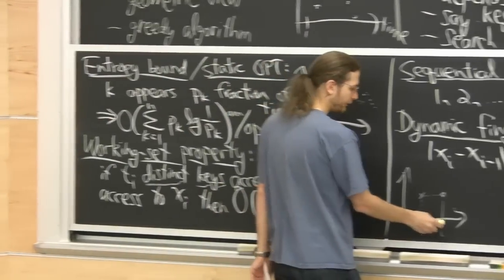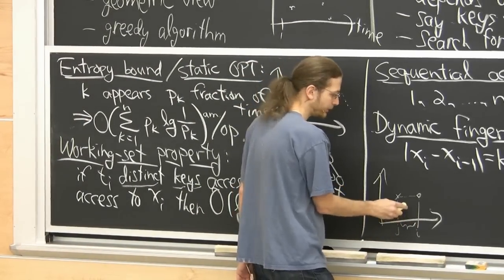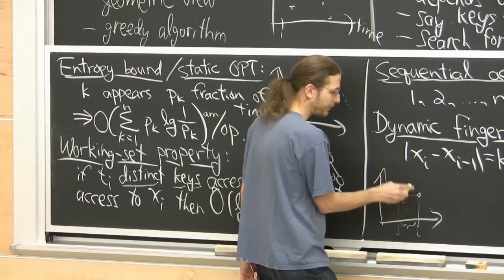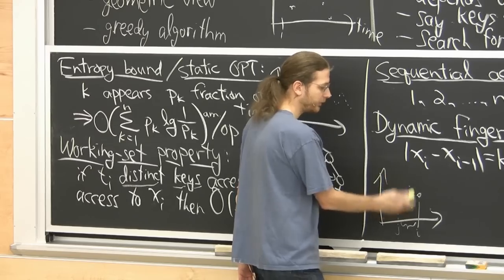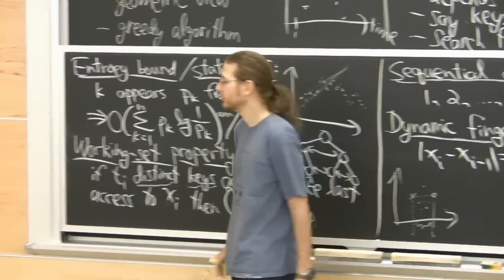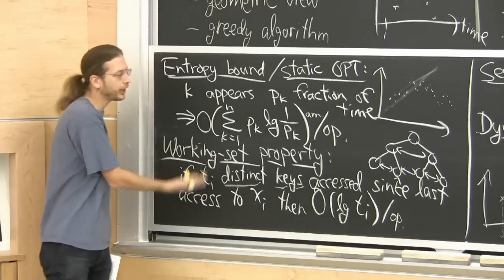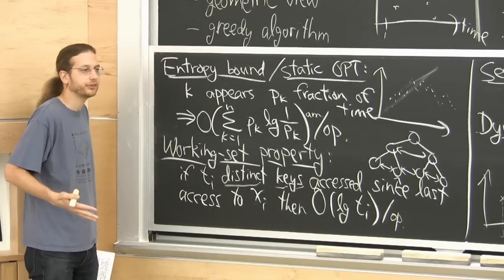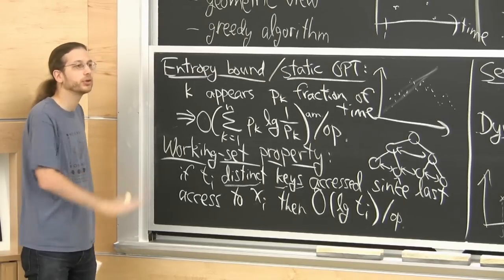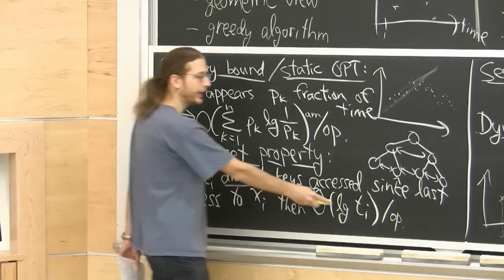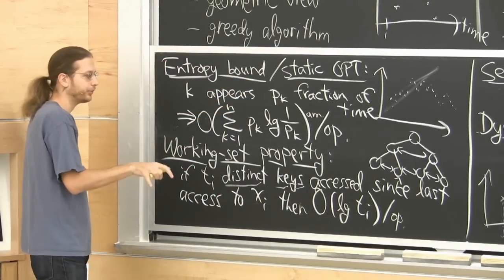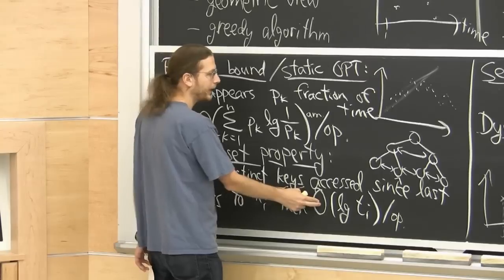So it's at most i minus j, but maybe there were some repeated accesses. We only count those as 1. So how many different keys were accessed during that time interval? The claim is we only have to pay log of that. What this implies is, in particular, if you're only accessing, say, k different elements at all, and you ignore all the other elements, then you'll only pay log k per operation. That's why it's sort of a working set. If you're focusing your attention on k elements for a while, you only pay log k.